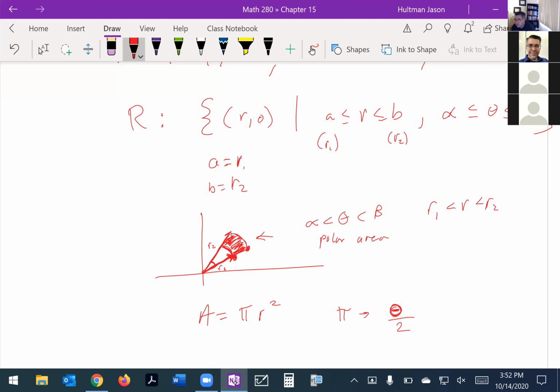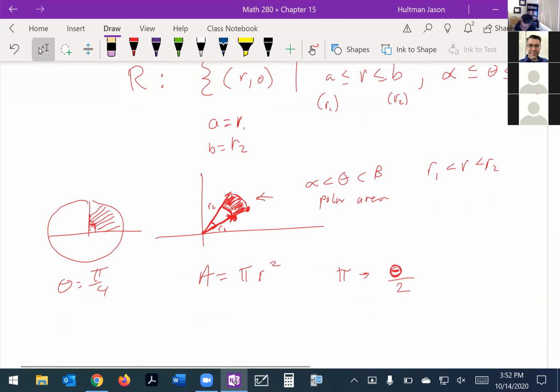Now, let's think about this for a second. Think of a sector as a piece of a circle, right? Why does this work? Let's just say that the angle is pi over 4, and I want the area of this sector. Well, what's theta? Theta is pi over 4, right? And what's the area here? The area is pi r squared.